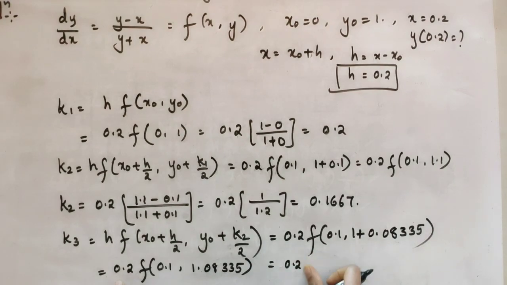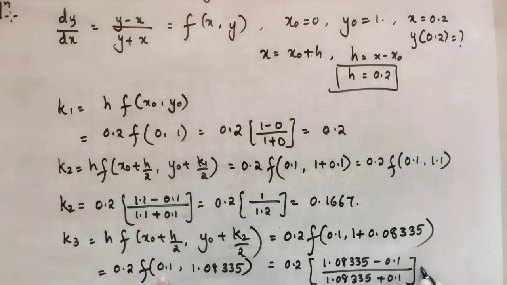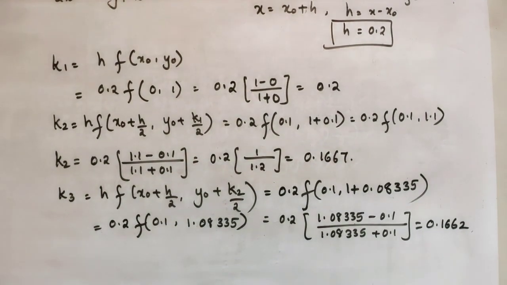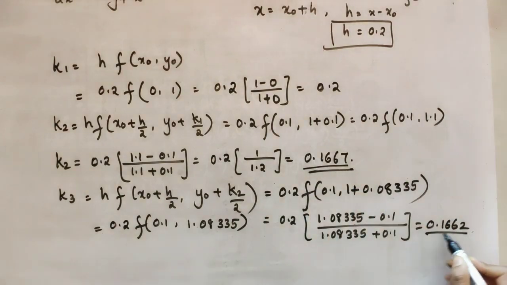So f means it is the value of y minus the value of x, that is 1.08335 minus 0.1, over the addition of the two values, because the function is defined like that. Now when you work for this, the value for K3 is 0.1662. Just work for this, all of you.